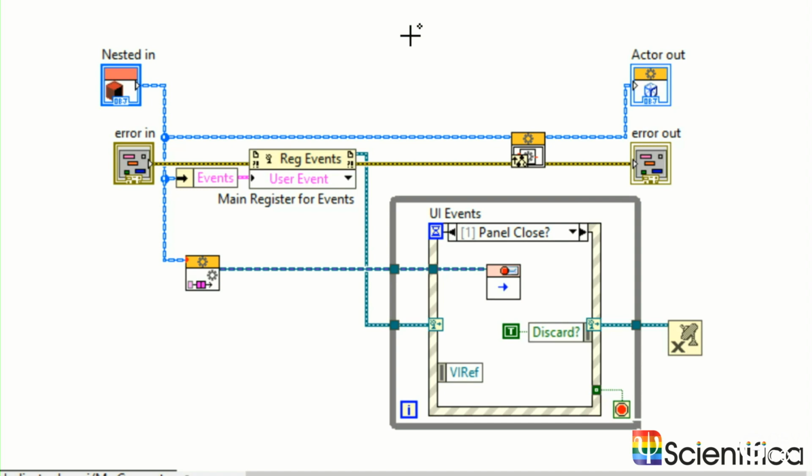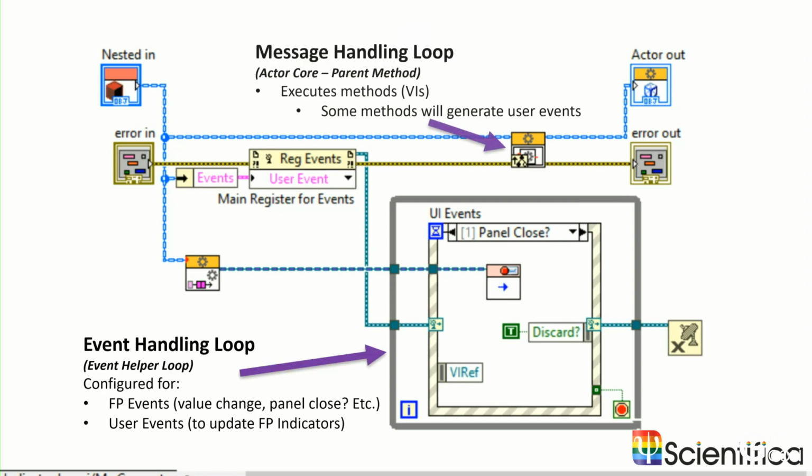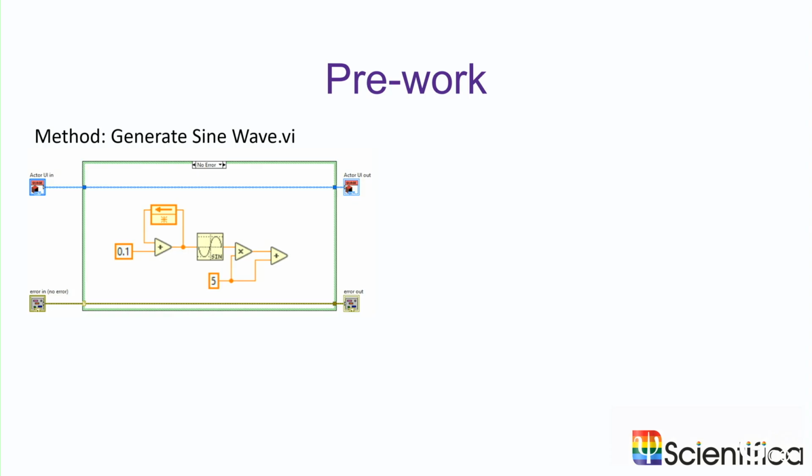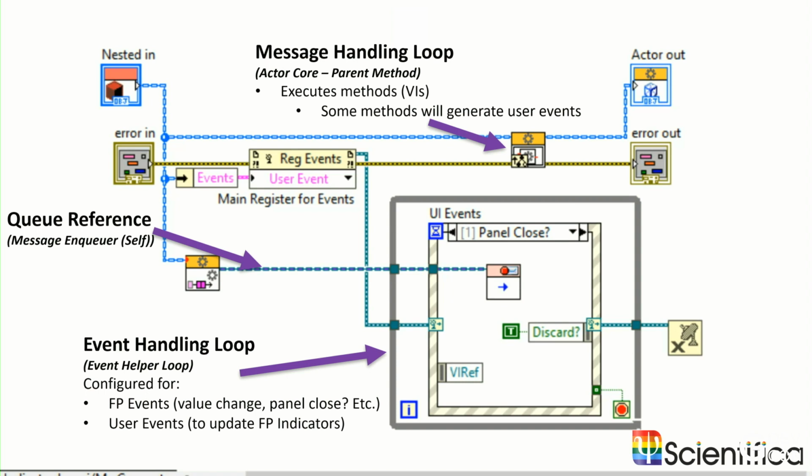Those of you who have no idea what this is on the board, that's fine. In QMH speech, we have an event handling loop at the bottom, we have a message handling loop at the top, which is our actor core. We even have a queue reference here. And with that queue reference, we can be sending messages from our event handling loop, or event helper loop, up to our actor core, or message handling loop, such as a stop message here.